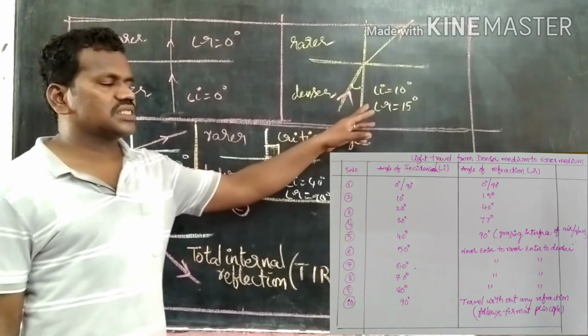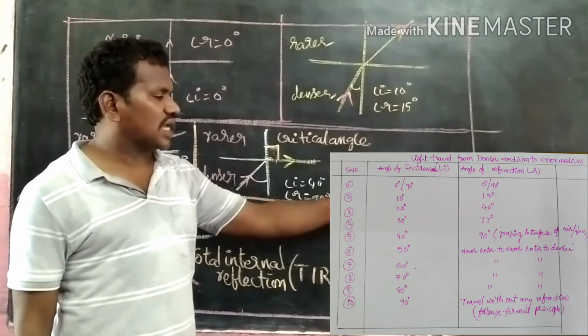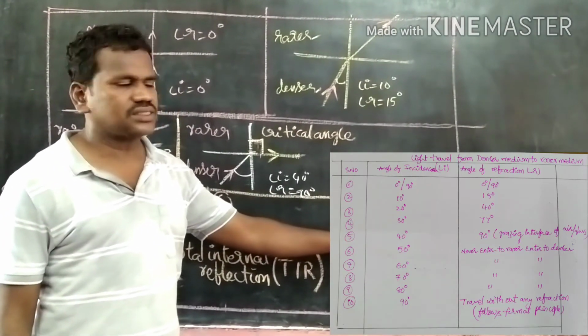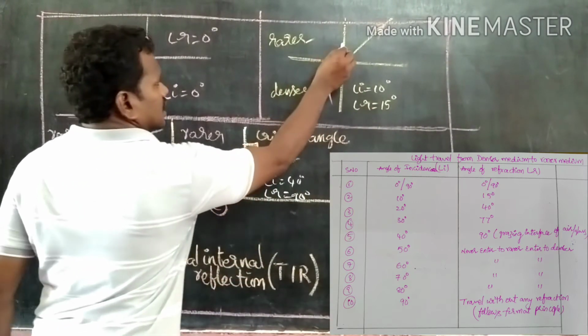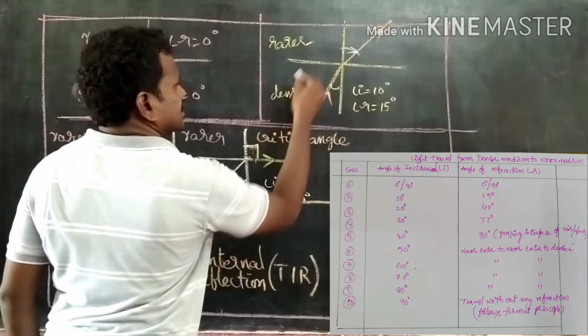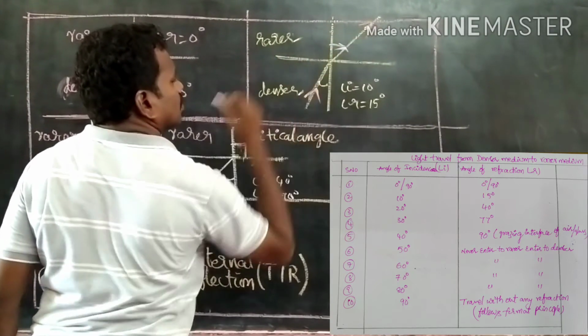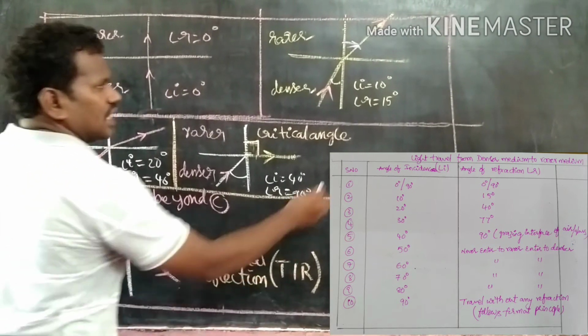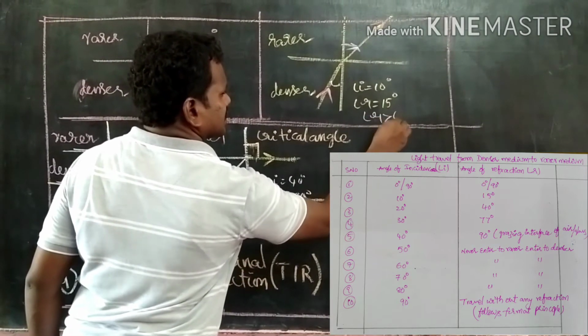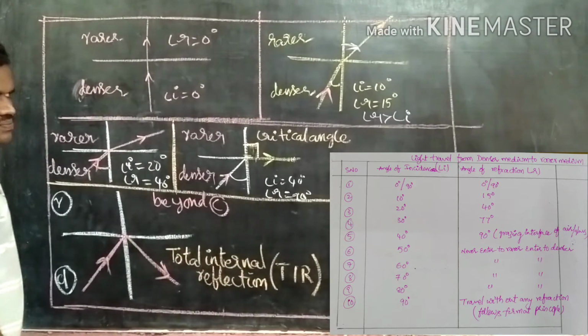Now come to the second case. Angle I is 10 degrees. Then angle R becomes 15 degrees. That means the light ray is deviated away from the normal whenever it is traveling from denser to rarer, and angle R is greater than angle I.